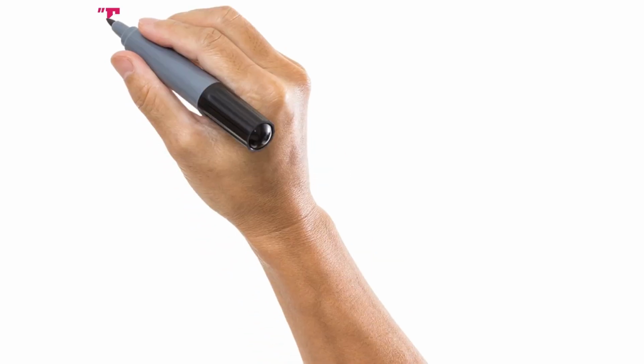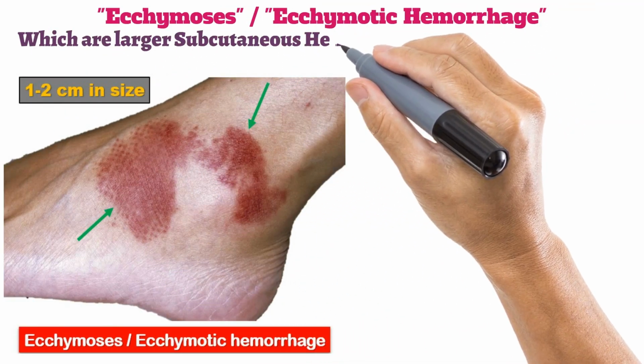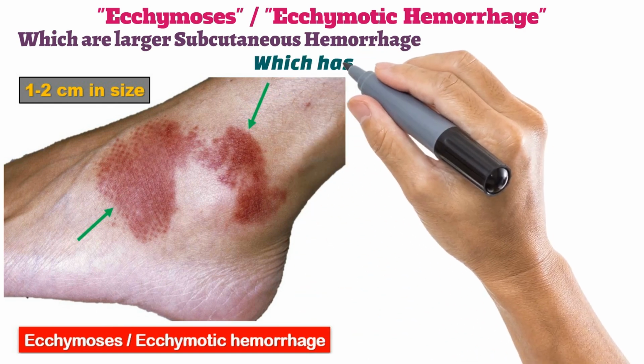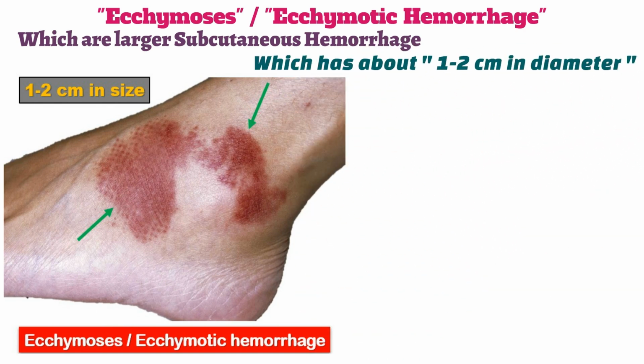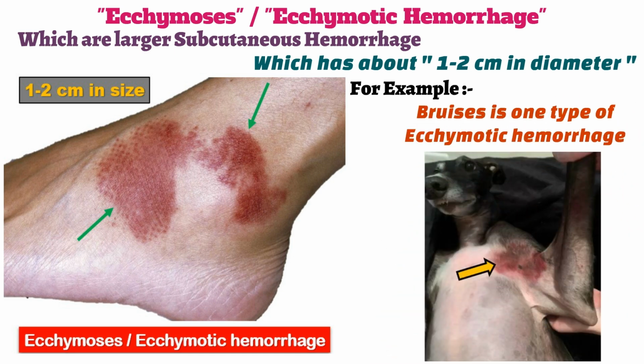Actually, purpura hemorrhages are approximately 3 to 5 mm in diameter, as shown in the picture. Then last is ecchymoses or ecchymotic hemorrhage, which are larger subcutaneous hemorrhages of about 1 to 2 cm in diameter, exactly as shown in the picture. For example, a bruise is one type of ecchymotic hemorrhage.